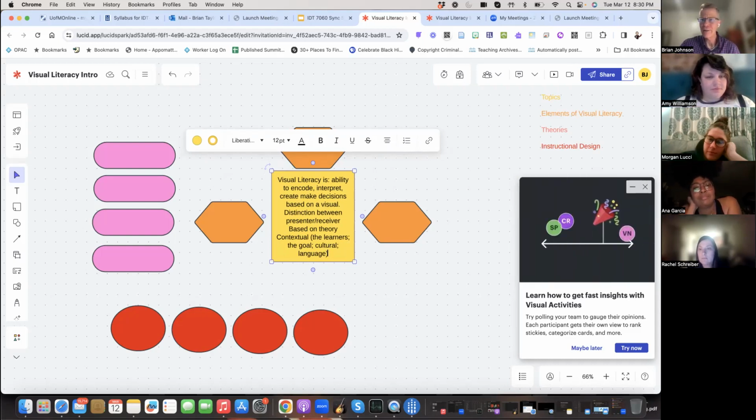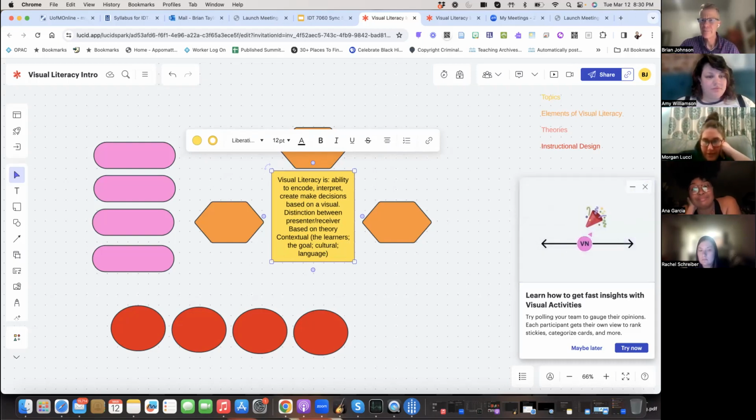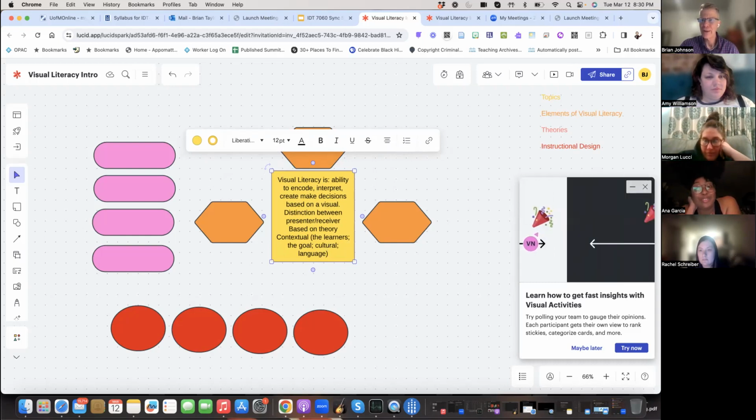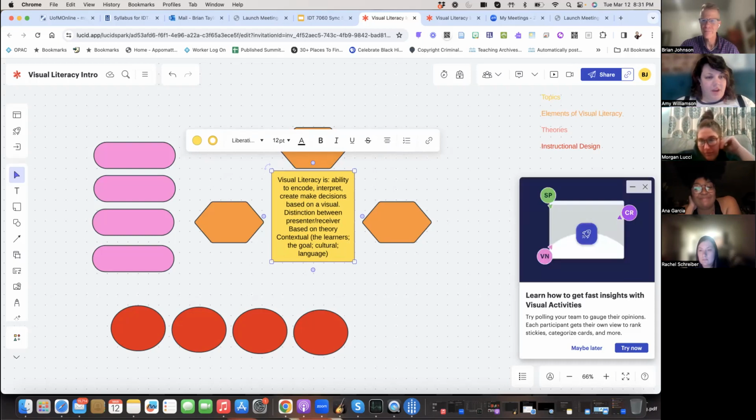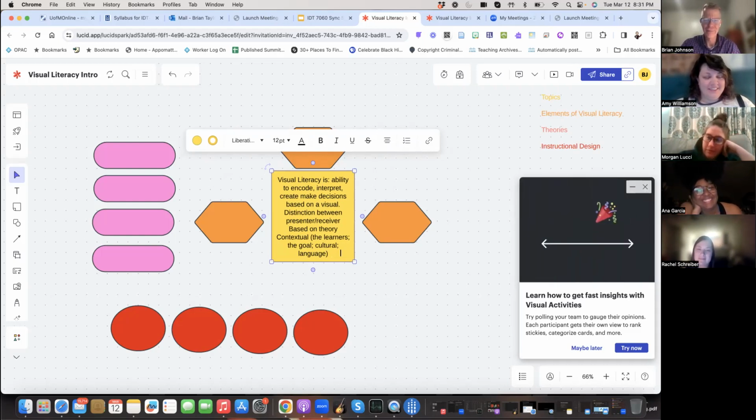So can this be taught? Can we teach visual literacy? Yes. You think so? Anybody dispute that? No, you can't teach that skill. I hope so, because I think that's what we're supposed to be learning. Yeah, you're right. It is a skill. It's a skill to be taught. I'm just going to add that in here.